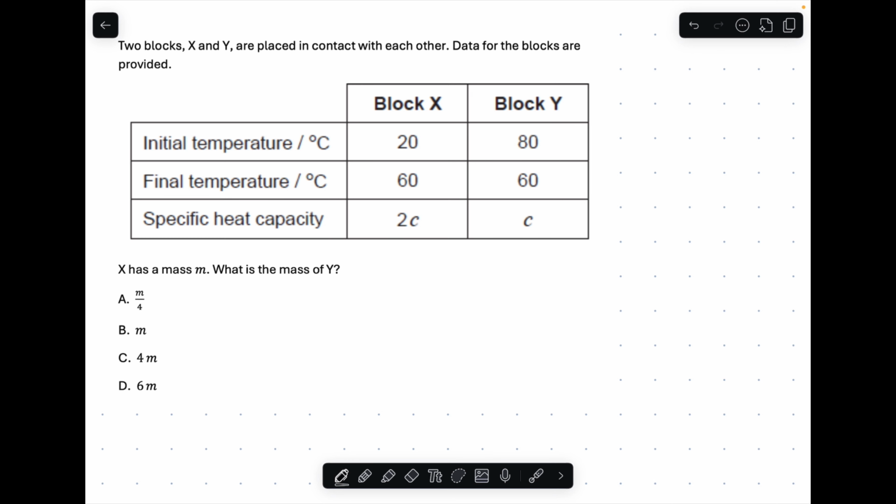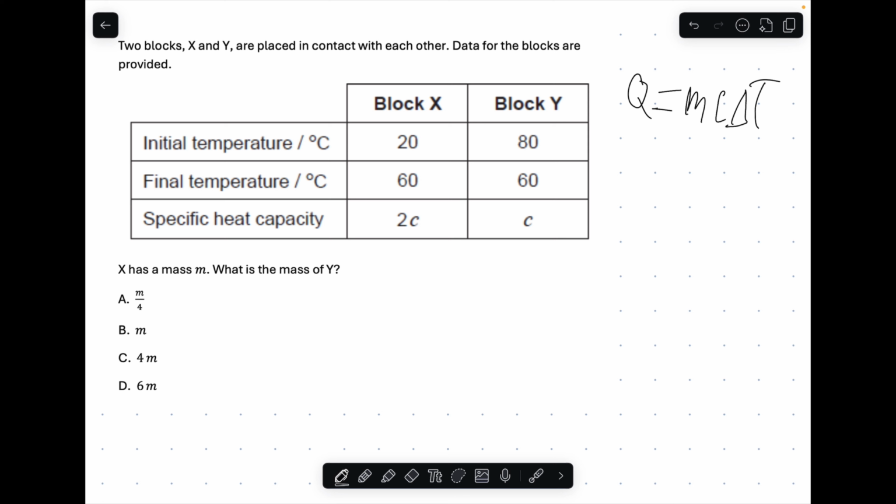What we can use is the equation Q equals mc delta T. Q is the energy coming into the object, and we know that the energy loss for one object is the same as the energy gain for the other, because it's assumed that they're in their own isolated system. So we can start solving it.